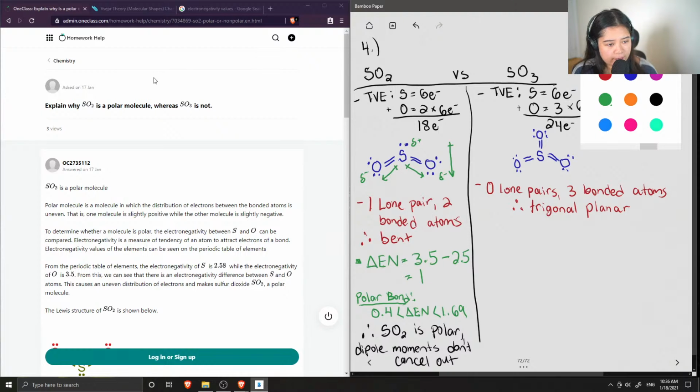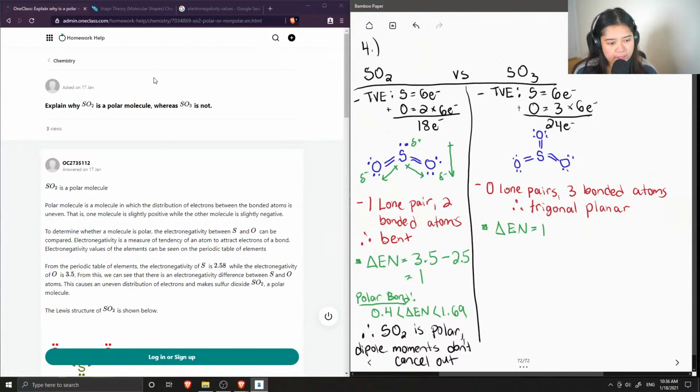So we don't need to calculate the difference in electronegativity since we already did that previously, but I'll just recall that the difference in electronegativity is 1. So again, you're going to see the same dipole moments going towards the direction of the oxygens. But this time there's no more lone pair on the sulfur, so all of these dipole moments will cancel each other out. Therefore, we can say that SO3 is a nonpolar molecule.